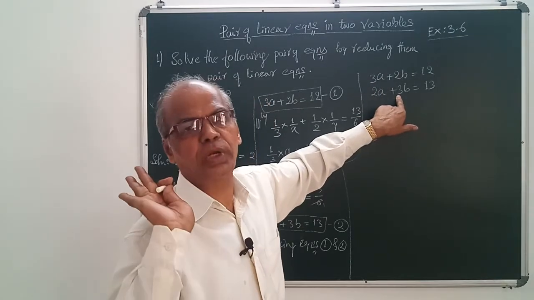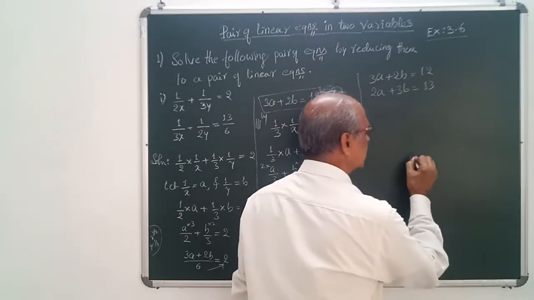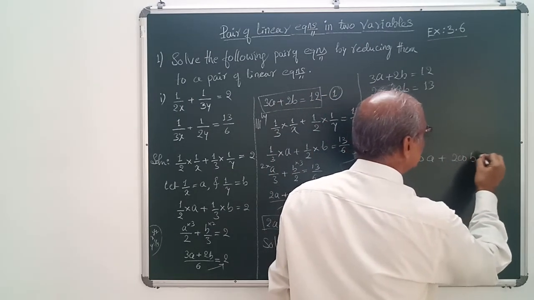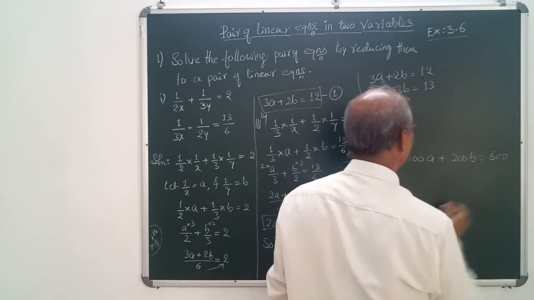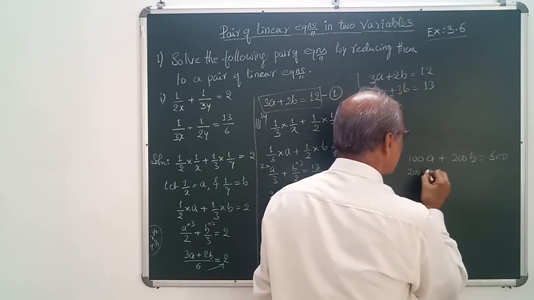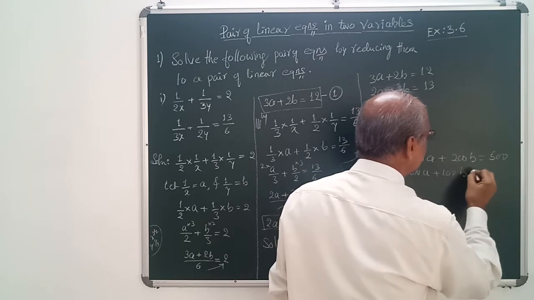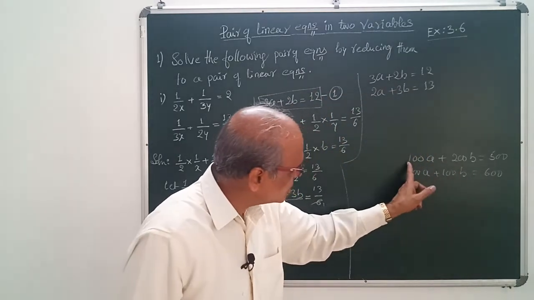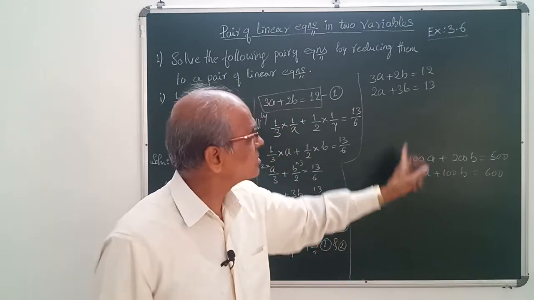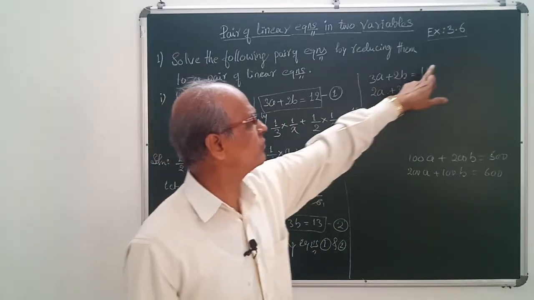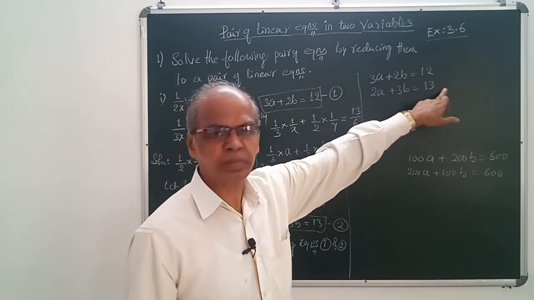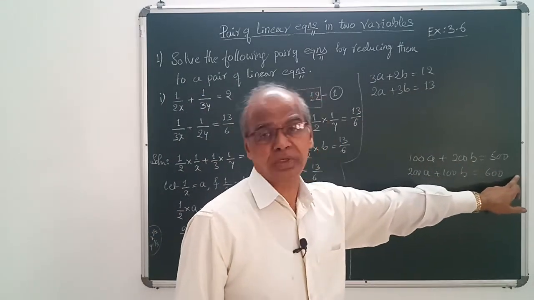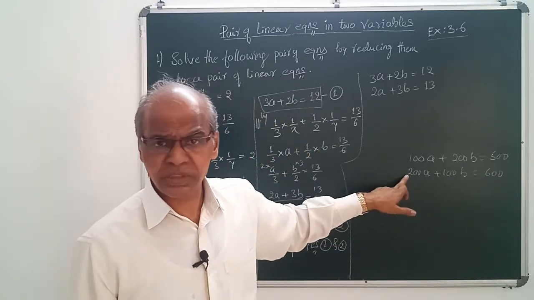In such cases only. Because, I tell you, take 100a plus 200b is equal to, say, 500, and 200a plus 100b is equal to 600. Just an example. You see again the interchanging, isn't it? In such cases you can use the elimination method, take this coefficient and multiply, and multiply the second equation by this 3. But in this case, if you want to take 100, the number will be huge, isn't it?